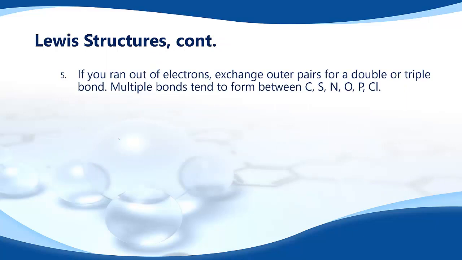If you happen to run out during this process, though, you're going to start forming multiple bonds, so double bonds or triple bonds. You don't form these unless you have to. If you can draw a structure that obeys the octet rule with all single bonds, do it. Notice that these elements you have here are the atoms that will typically form double bonds between them, if you're going to form them at all.